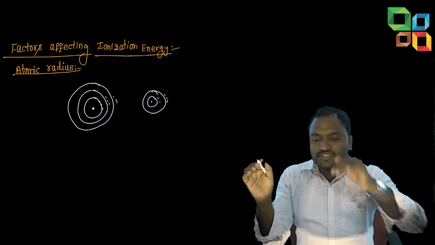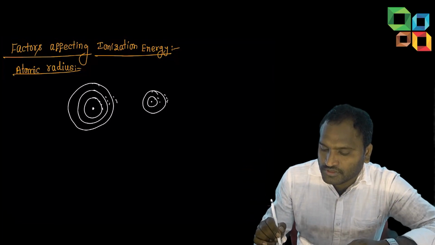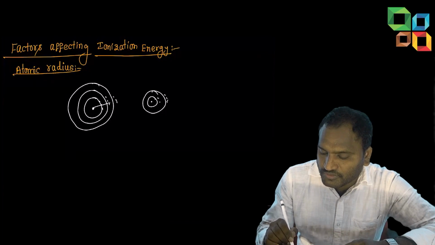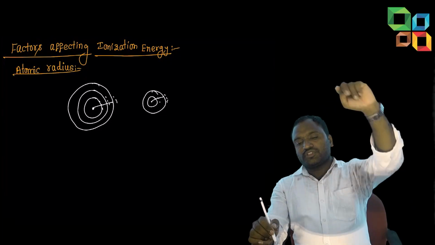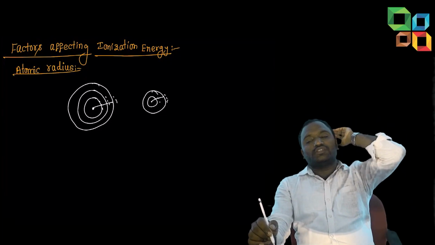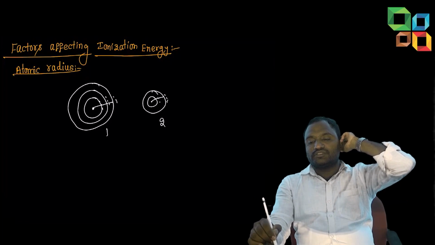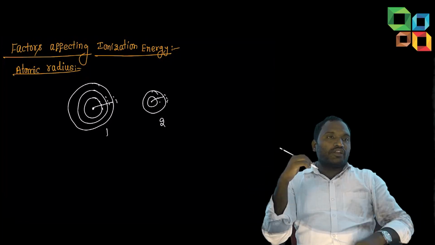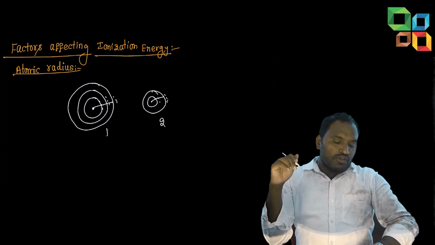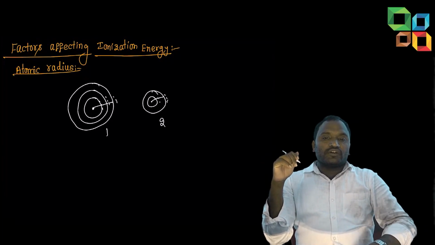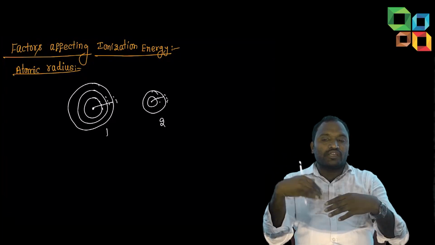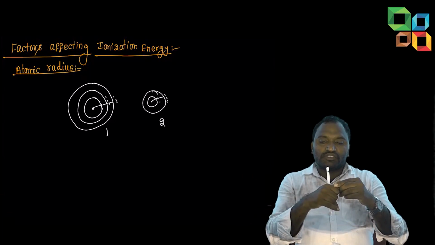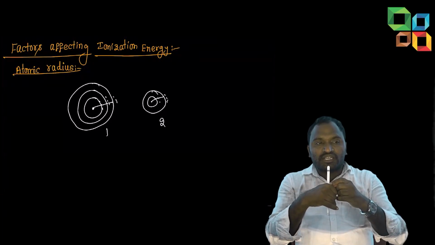These are all electrons, isn't it, students? So here, the distance from the nucleus to the outermost shell is this much. And here, the distance from the nucleus to the outermost shell is this much. In which case can we remove the electron easily? The first case, because the atomic radius is more. As the atomic radius or size of the atom is more, the outermost electrons are far away from the nucleus. So the nuclear force of attraction will be less. So we can remove the electron easily, which means by using less energy only we can get the electron.